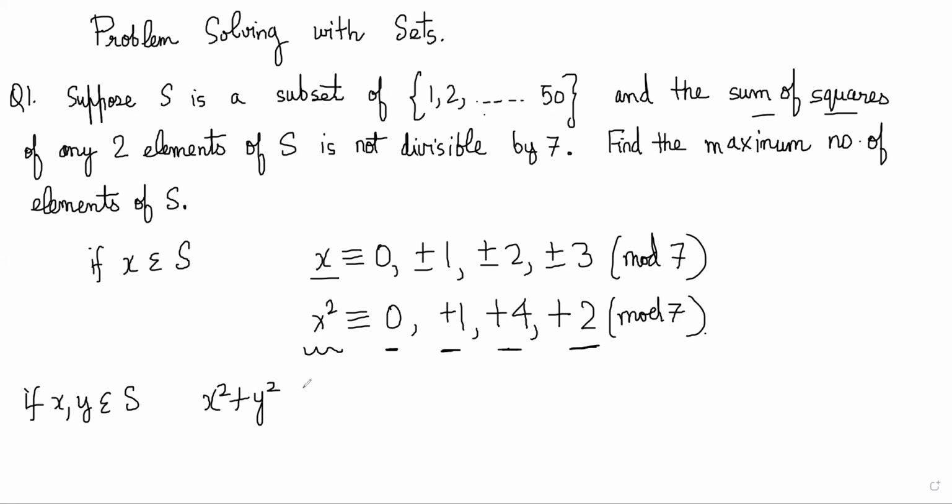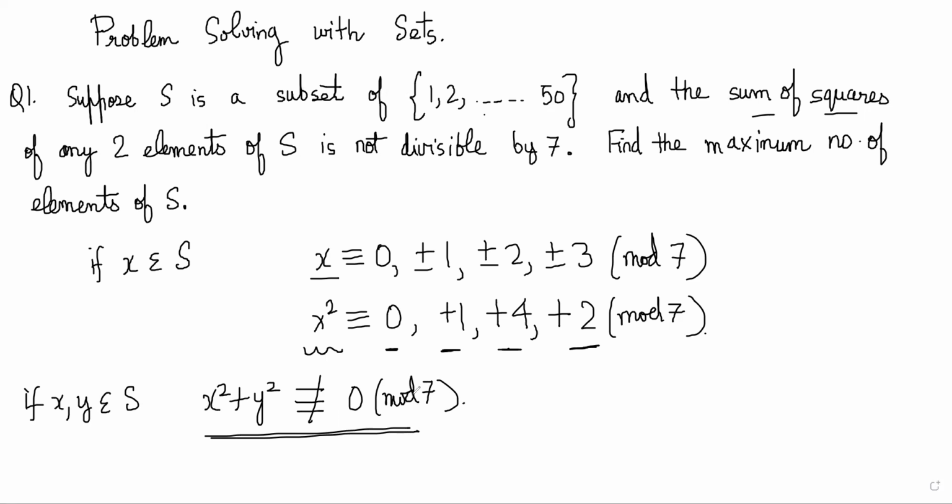So what we need to ensure is that if X and Y belong to S, then X square plus Y square should not be 0 mod 7, right? Correct. If you take two elements X and Y belonging to the subset S, then the sum of their squares should not be divisible by 7, right?